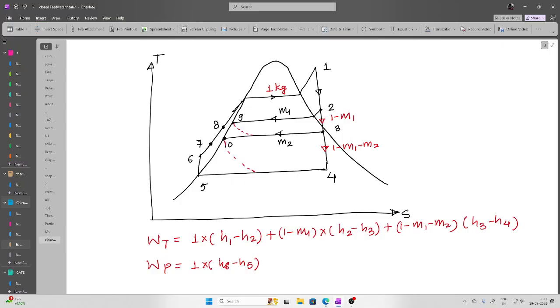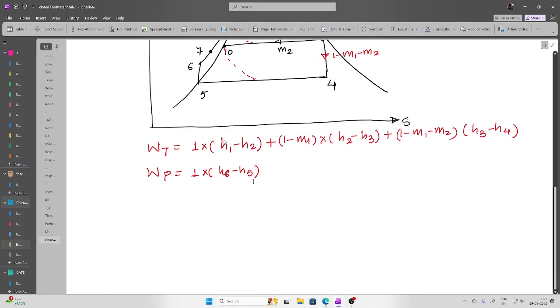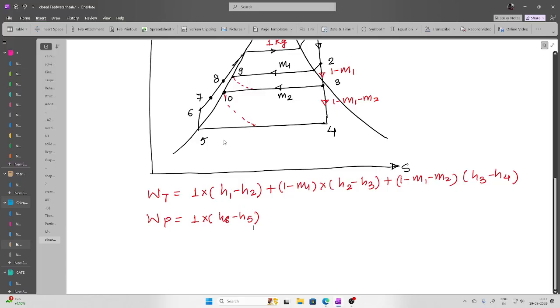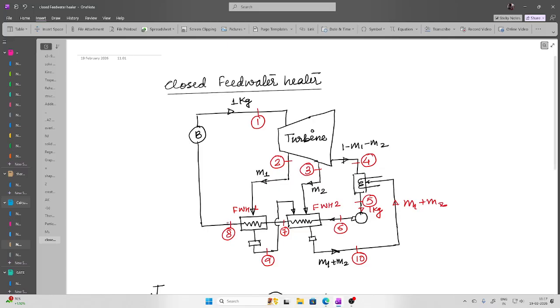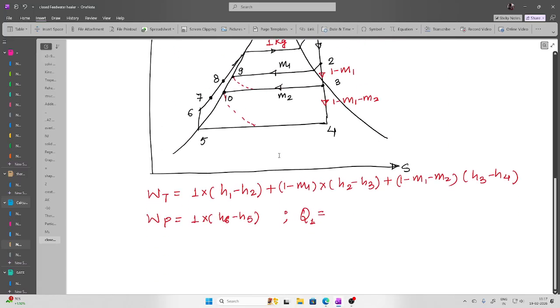Now comes the condenser part, that is the heat rejection, or let's say first we will solve for heat addition, Q1. So what is Q1? Q1 is the amount of heat added in the boiler. It is entering at 8, exiting at 1, handling 1 kilogram only. So it is 1 times H1 minus H8.